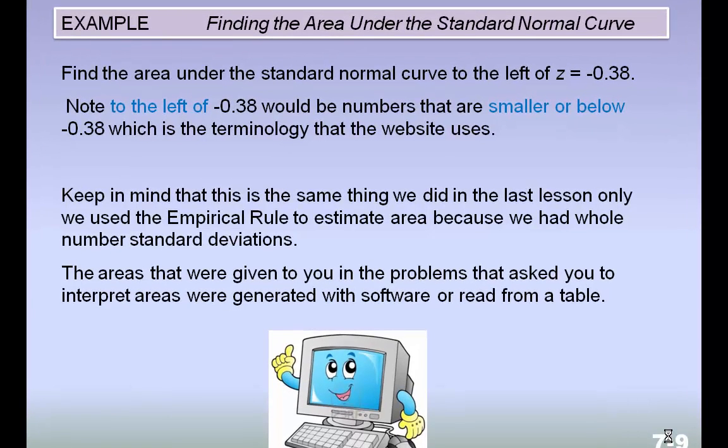Find the area under the standard normal curve to the left of a z value of -0.38. Note to the left of -0.38 would be the numbers that are smaller or below -0.38, which is the terminology that the website uses. It uses below instead of left. Keep in mind that this is the same thing we did in the last lesson, only we used the empirical rule to estimate area because we had whole number standard deviations. The areas that were given to you in the problems that ask you to interpret areas were generated with software or read from a table, those decimal values.